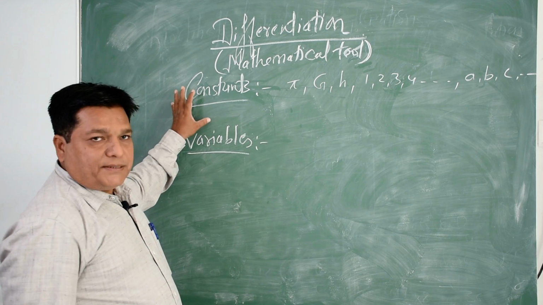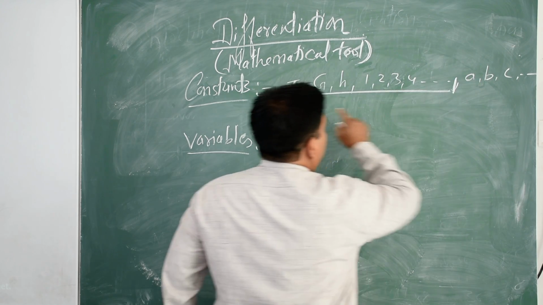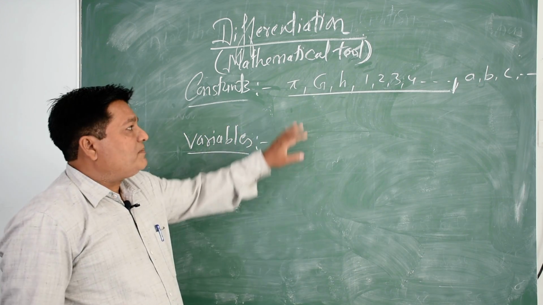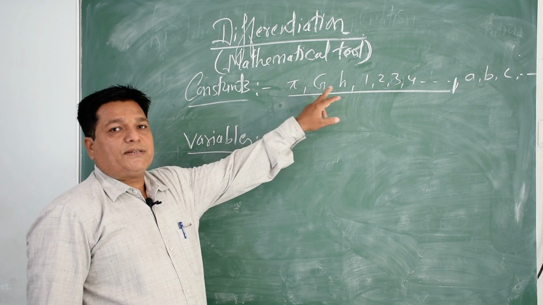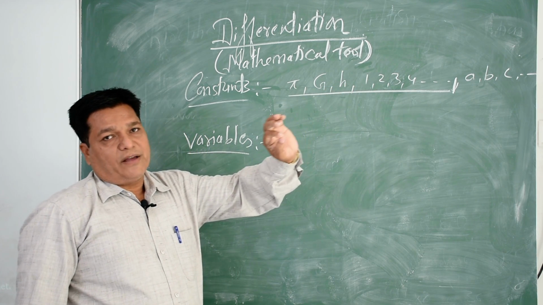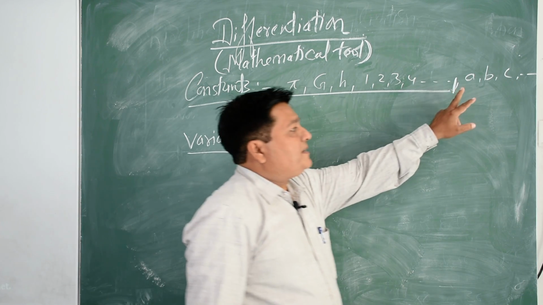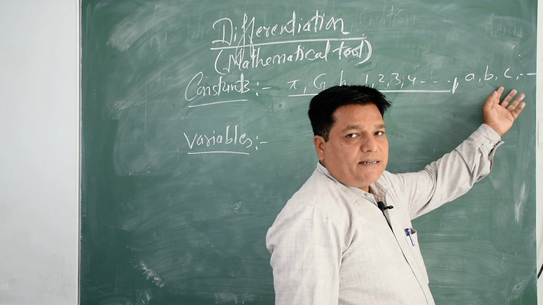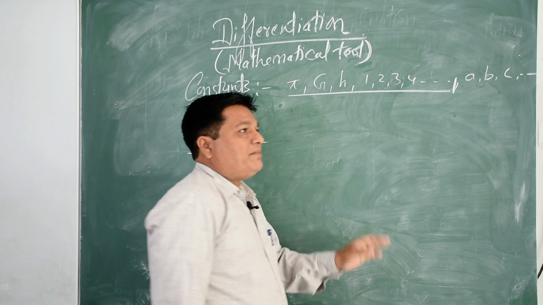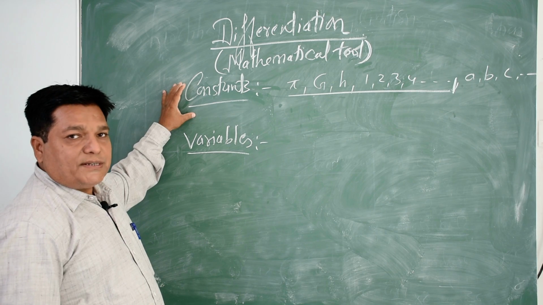According to this, there are permanent constants, whose value cannot be changed: pi, G, the universal constant, Planck's constant, and numbers 1, 2, 3, 4, 5. The numbers do not change, they remain constant. But for A, B, C, which we take as constants, according to the situation their values may sometimes change. So these are said to be constants.